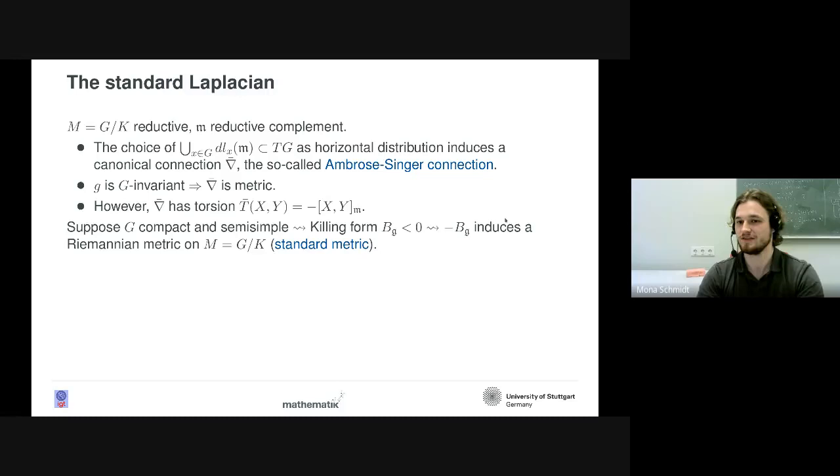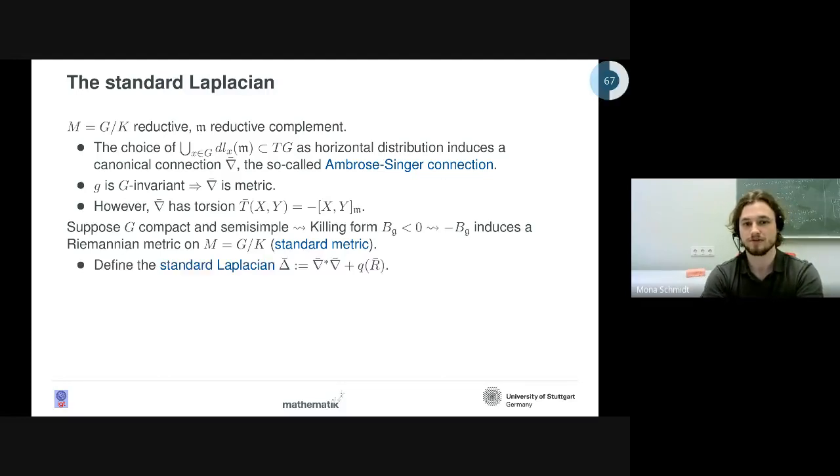So first, it induces an inner product on the Lie algebra g, and it's also invariant. So we can project: it induces by translation a Riemannian metric on the homogeneous space M, and this is what we call the standard metric of M. And now what we can do is define the standard Laplacian with respect to this metric.